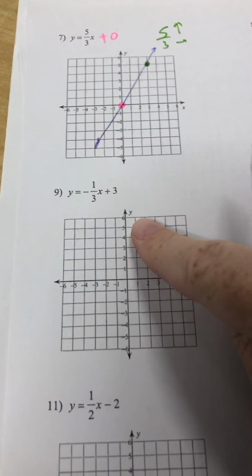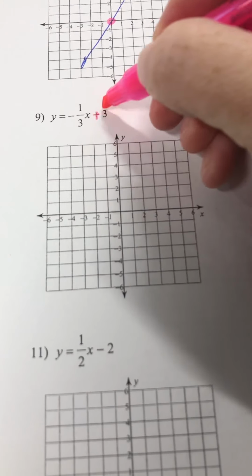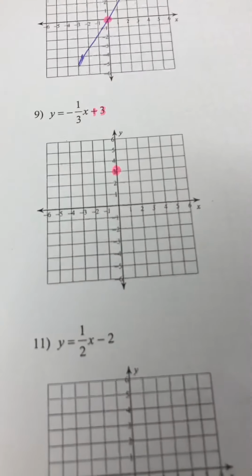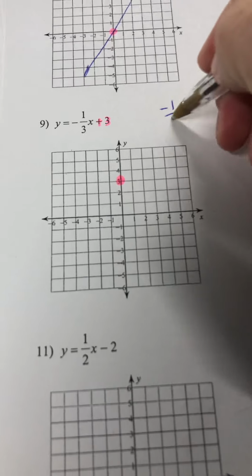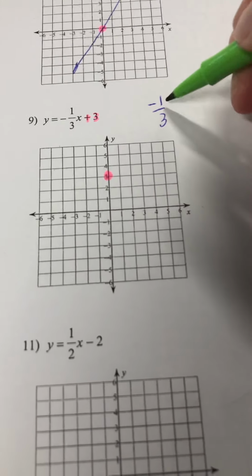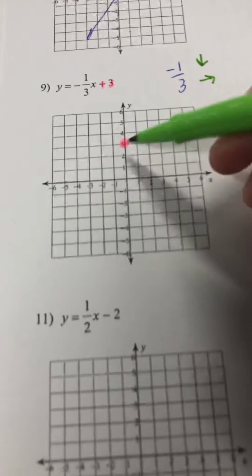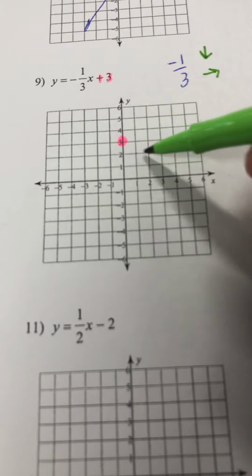Maybe you try this one on your own. Hopefully you did. So again, we're going to start right here at positive 3. And this time my slope is negative 1/3. I'm just going to put the negative on top so I know to go down, and we always go to the right. Okay, down 1 to the right 3.